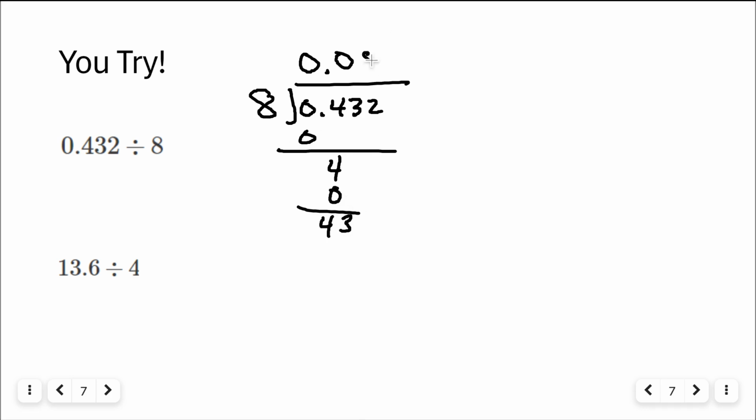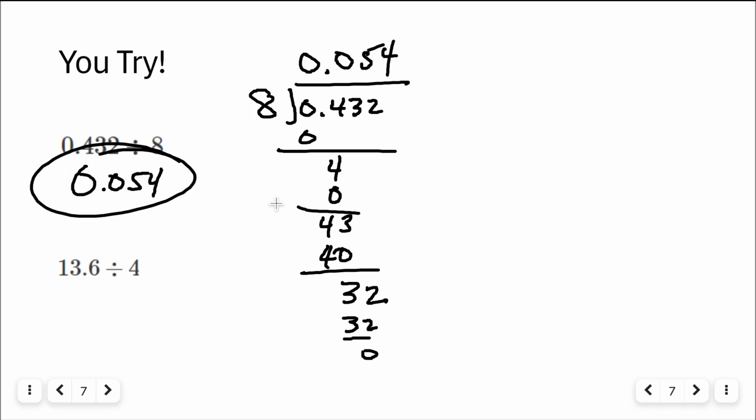Bring down the 3. 8 goes into 43 5 times. 8 times 5 is 40. Bring down the 3. Bring down the 2. 8 goes into 32 4 times. 8 times 4 is 32. We'll have no remainder. So this is 0.054, 54 thousandths.